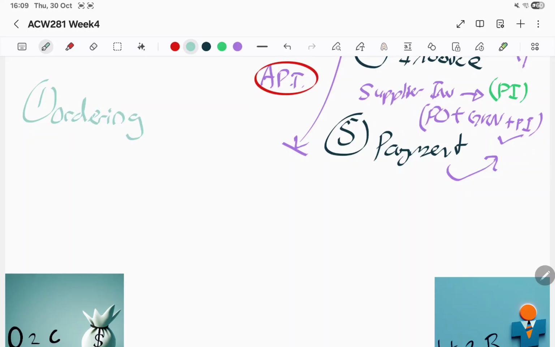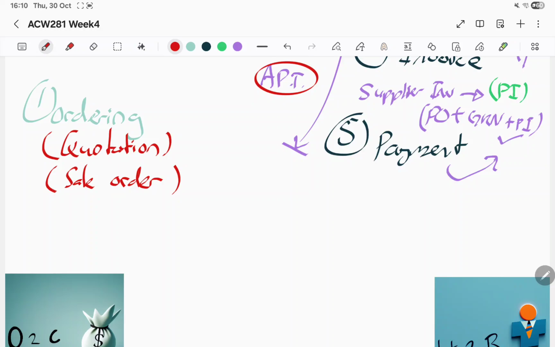During the ordering process over here, you will first do the quotation, right? Sales quotations. This one you will record in your system. You will produce the document called sales quotation. Then you send to your customer. Customer approves that. Then you will convert it into sales order. This one is another document. Then you send it to your customer. Customer approves the sales order.